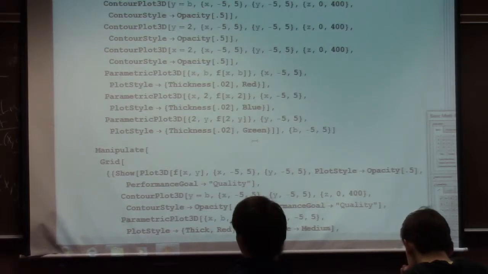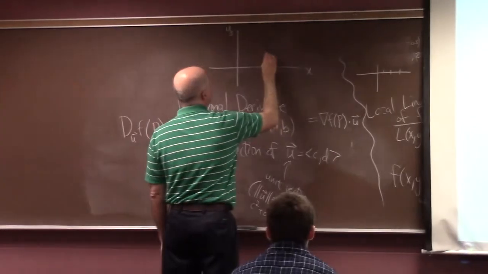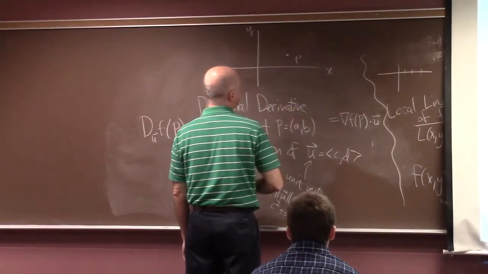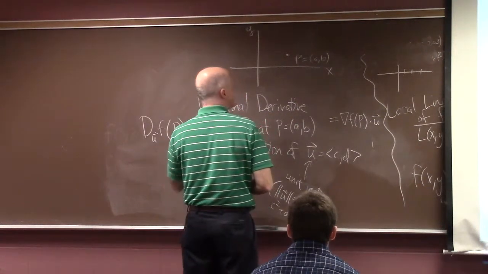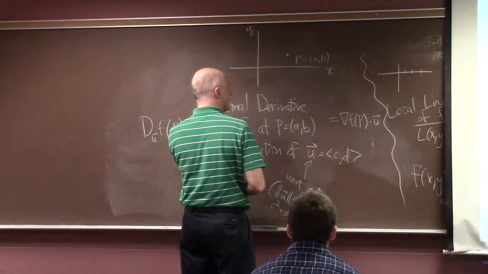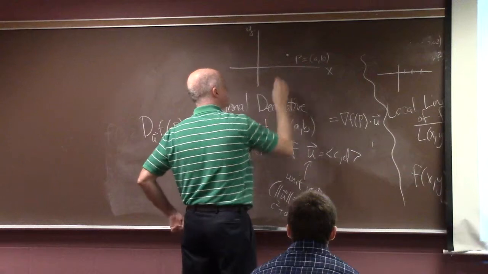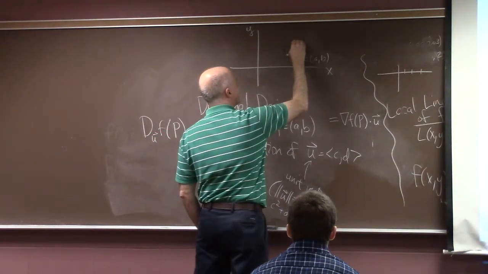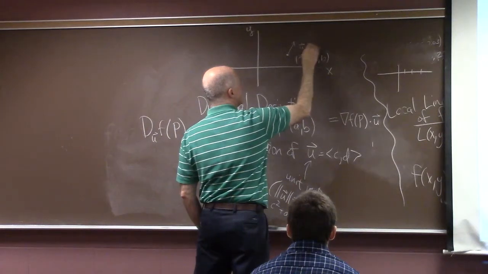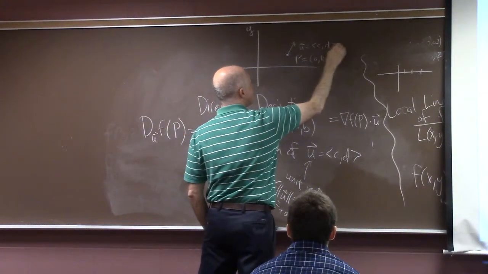So this is the xy plane. I've got some point, P, whose coordinates are (a, b). I'd like to interpret the meaning of the directional derivative of the function at this point in some direction. Let's draw the direction this way. There's a unit vector u, whose components I'm calling c and d.